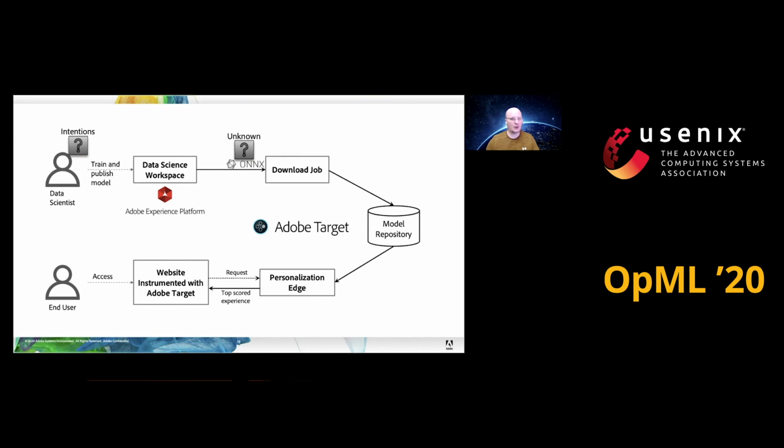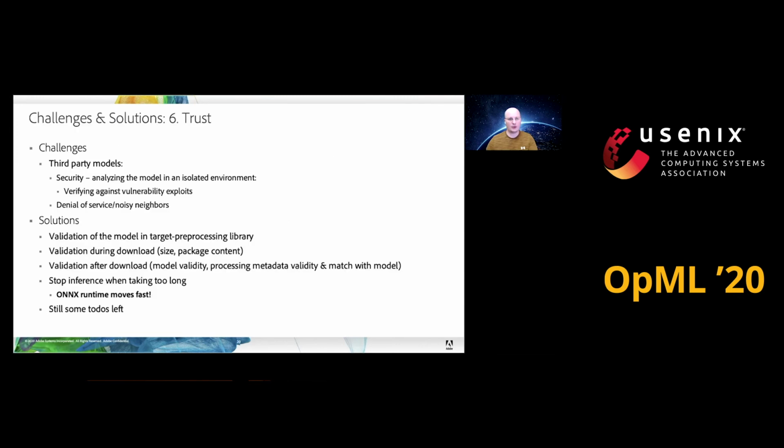We'll start with the model generation side. As you've seen from the overall architecture, the data scientist is responsible for converting the model to ONNX and packaging it together with the metadata. Adobe Target provides a library for simplifying the process, but it's up to the customer to use it, and they may choose not to do so. This means it is possible to receive a payload that is not conforming to our packaging expectations.